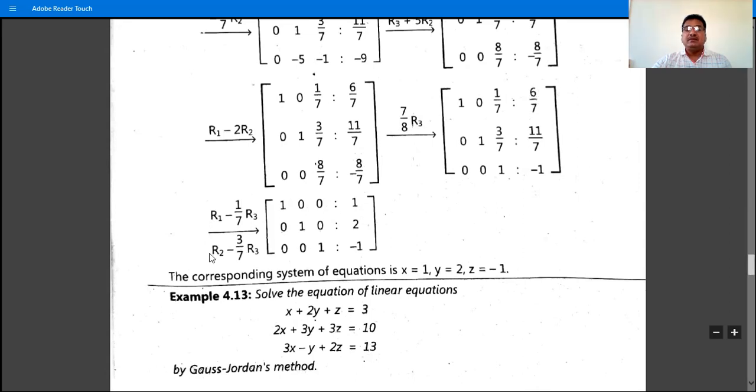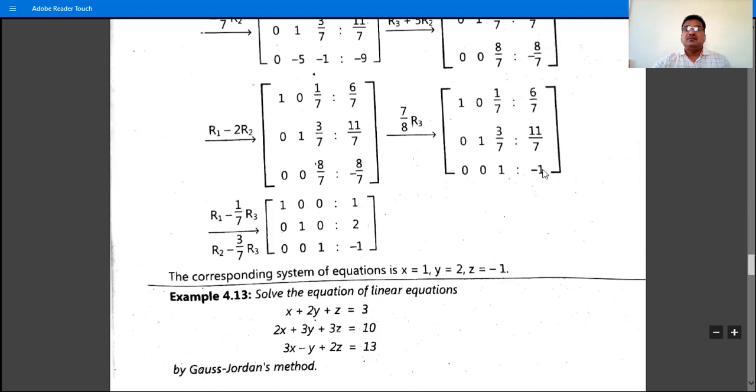And then R2 minus 3 by 7 R3. So we have 0 at this place, 0 at this place, because minus 3 by 7 plus 3 by 7 is 0. And then minus 3 by 7 into minus 1 becomes plus 3 by 7 plus 11 by 7 is 14 by 7. 14 by 7 means 2.